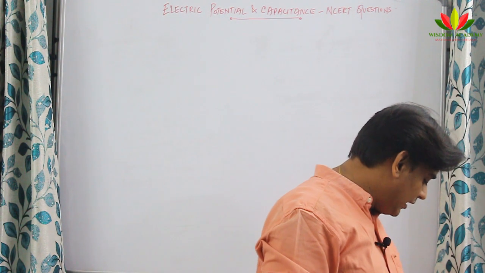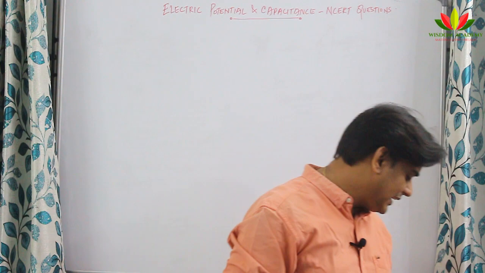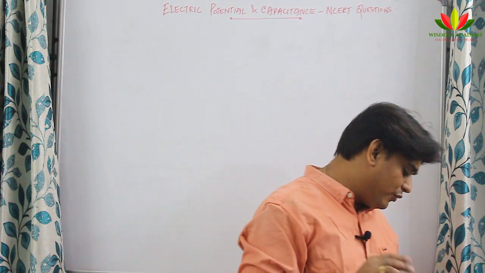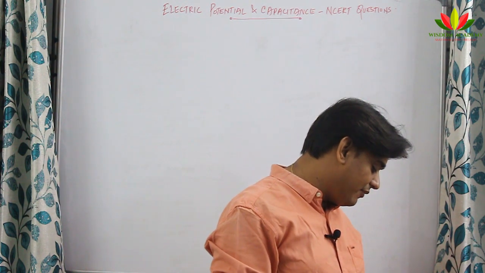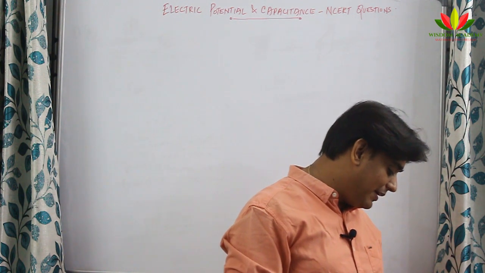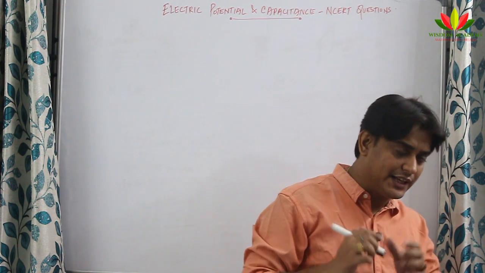The next question is: a parallel plate capacitor with air between the plates has a capacitance of 8 picofarad. What will be the capacitance if the distance between the plates is reduced by half and the space between them is filled by a substance of dielectric constant K equal to 6?